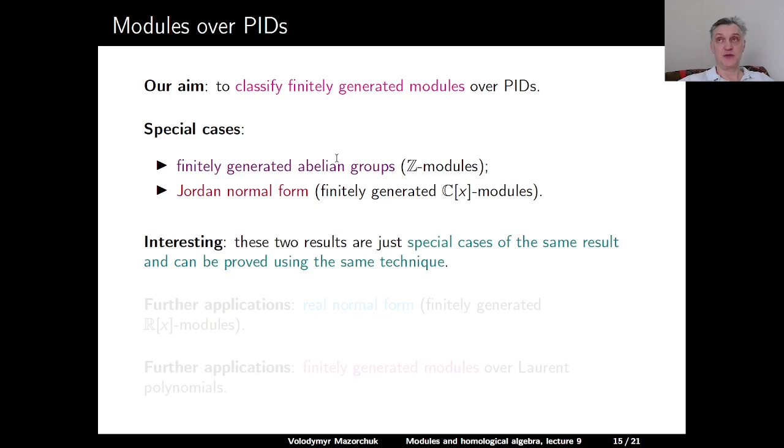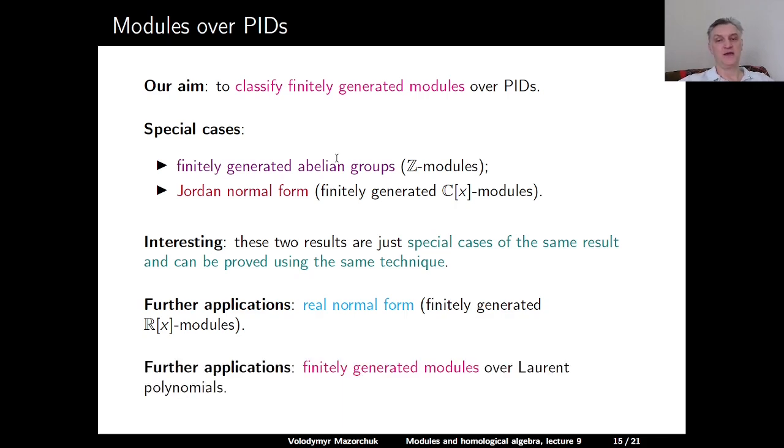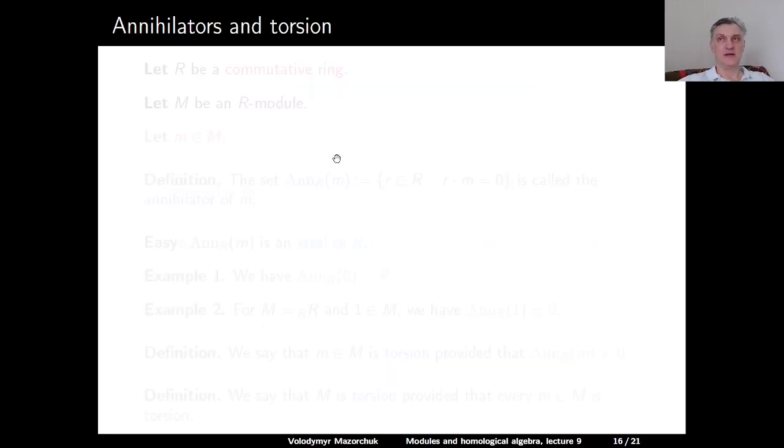And it's quite interesting to note that we will see that these two results are special cases of the same result, and they can be proved using the same technique. As another application of the same theorem, we will get classification of finitely generated modules over real polynomials and finitely generated modules over Laurent polynomials. So we start our investigation of modules of rings with the notions of annihilators and torsion.